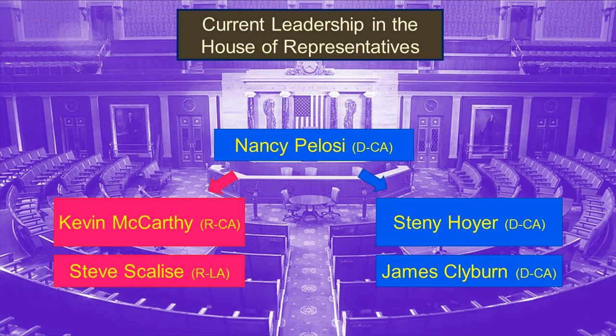Over on the minority side, the minority party in the House, currently the Republicans, the House Minority Leader is Kevin McCarthy, a representative from California, and his minority whip is Steve Scalise, a representative from Louisiana. If in the election the Republicans were to gain more seats than the Democrats, then Kevin McCarthy would become the Speaker of the House and Nancy Pelosi would become the House Minority Leader.